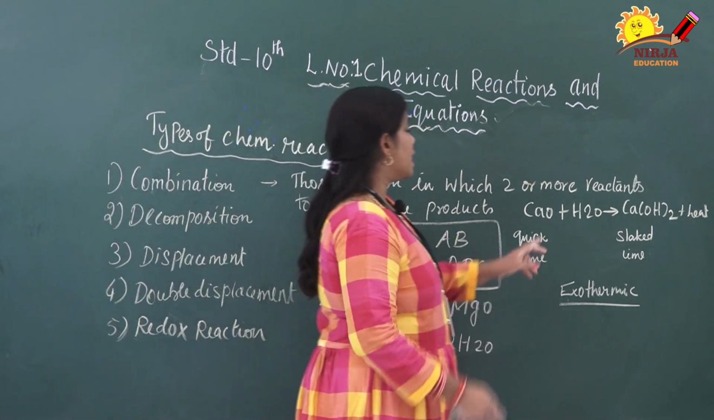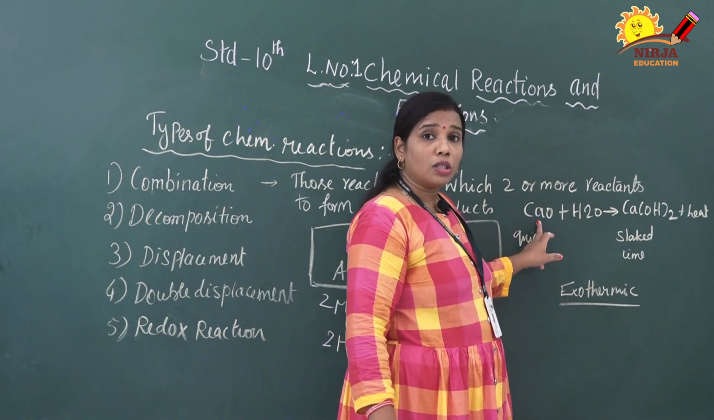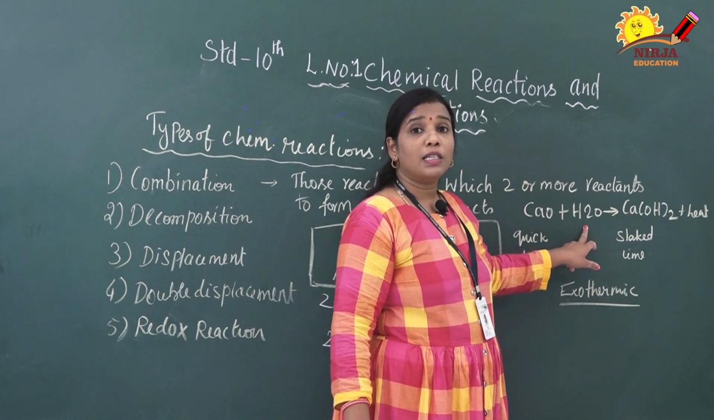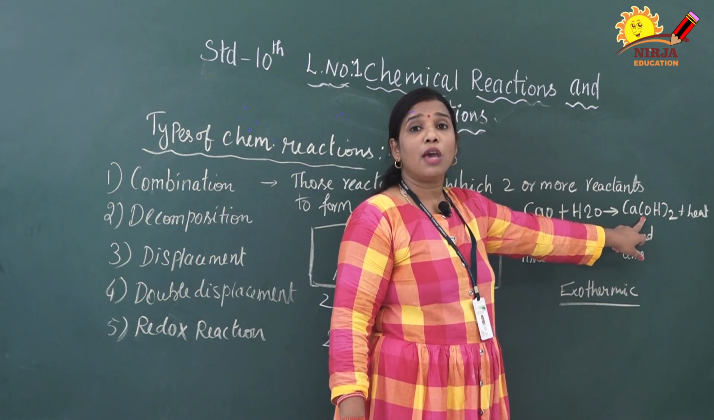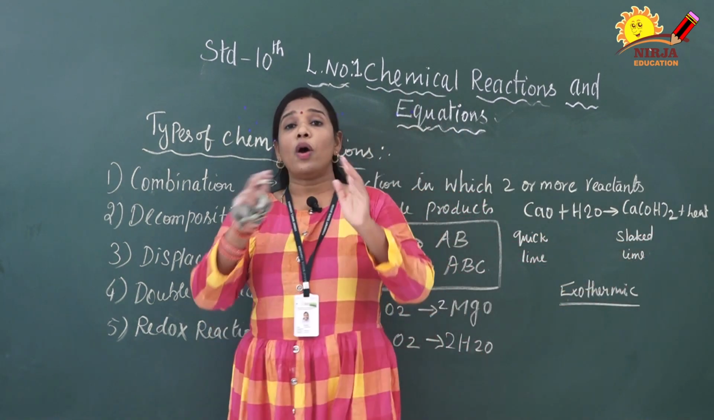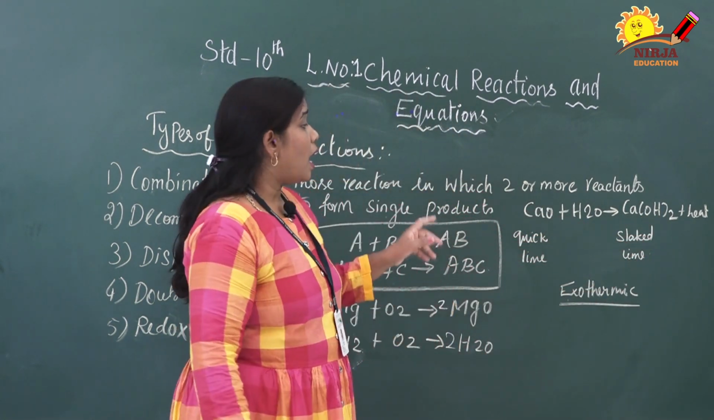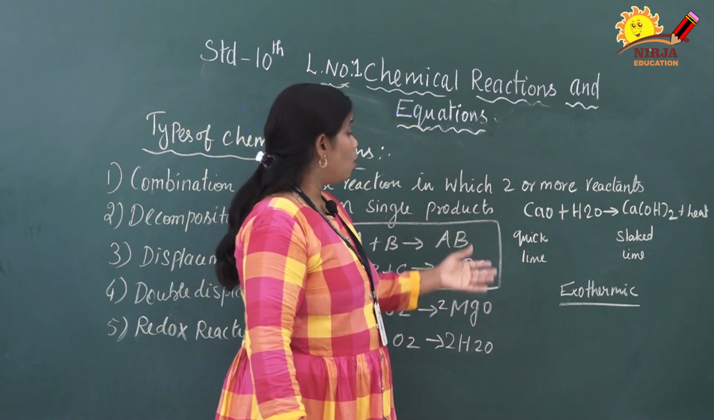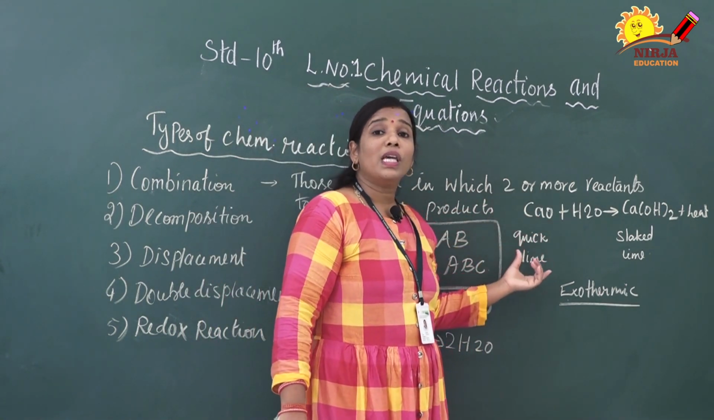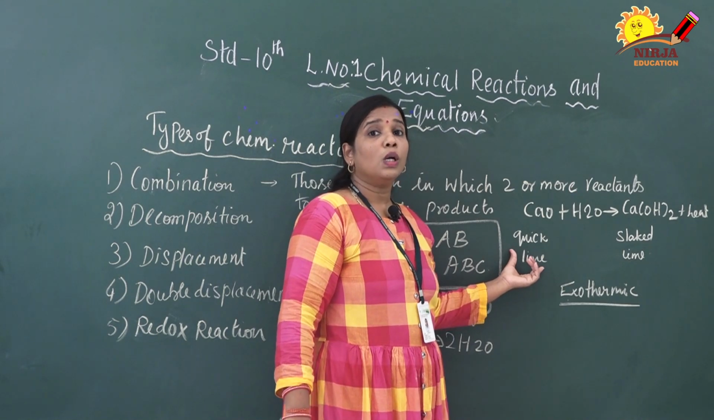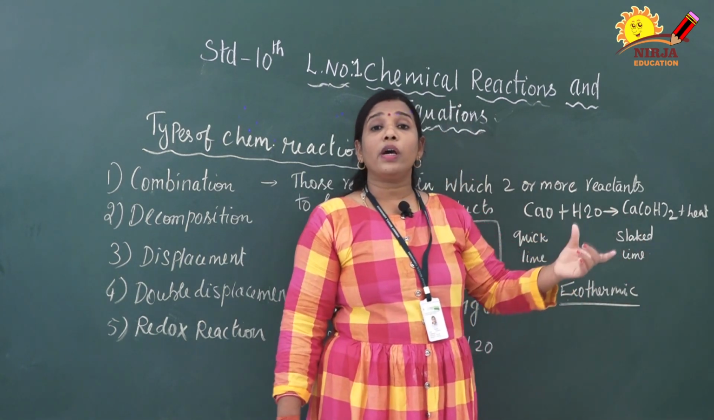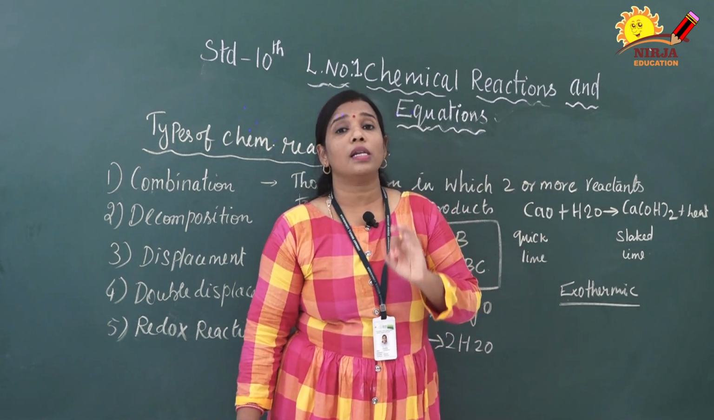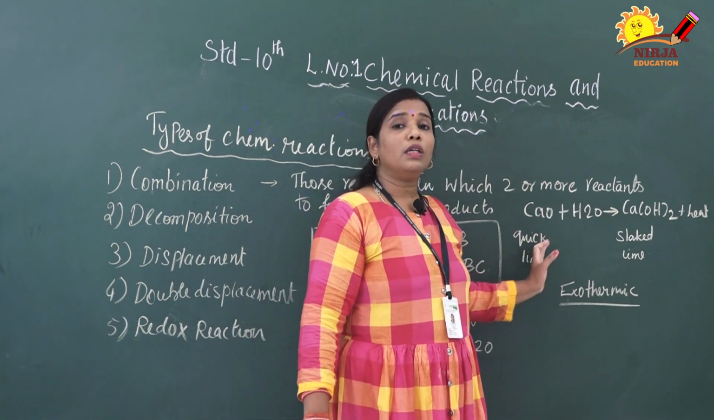The third one is CaO, calcium oxide, reacting with water. Calcium oxide reacts with water to produce calcium hydroxide, that is Ca(OH)2, along with heat. CaO is called quicklime, and it is converted into Ca(OH)2, which is called slaked lime. So quicklime is converted into slaked lime.